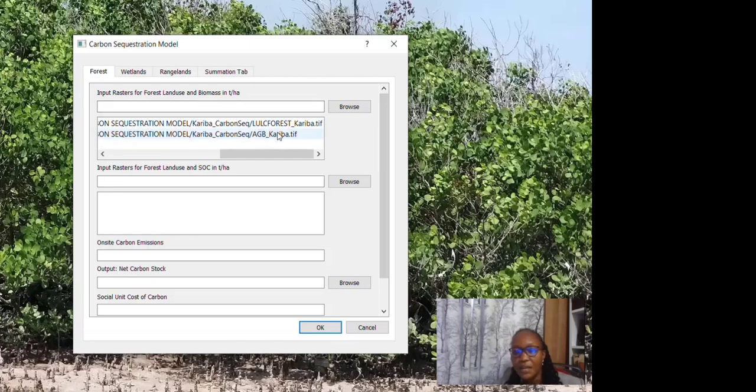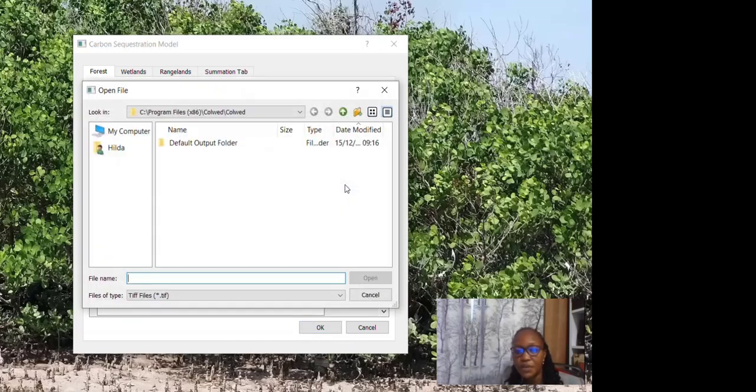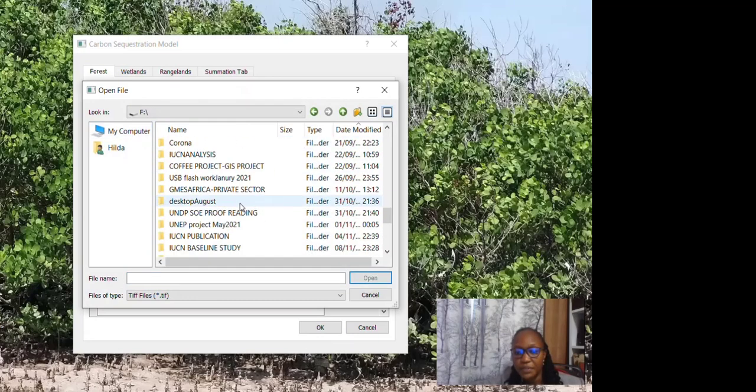The land use land cover forest for Kariba, in case you are working with your own landscape, you must be in a position to do a very good land cover classification that you can use. There are data repositories of land use land cover classes online on various websites, but they may not be as accurate as you'd want them to be for this particular exercise. Then you move to the next browser where you have your data input.